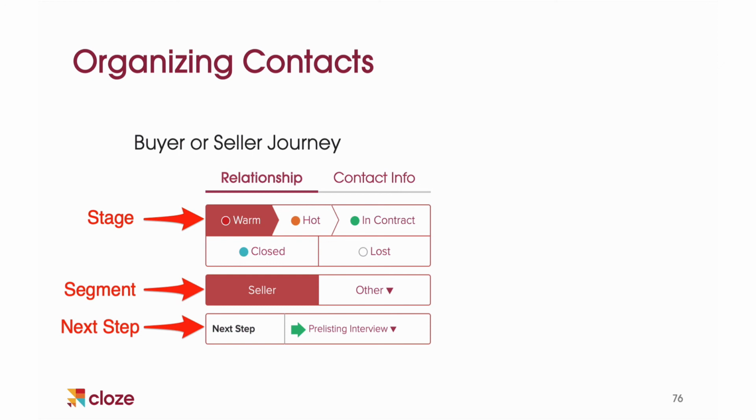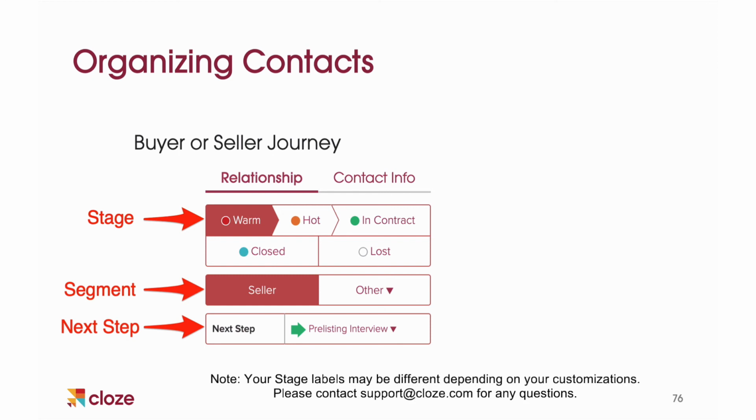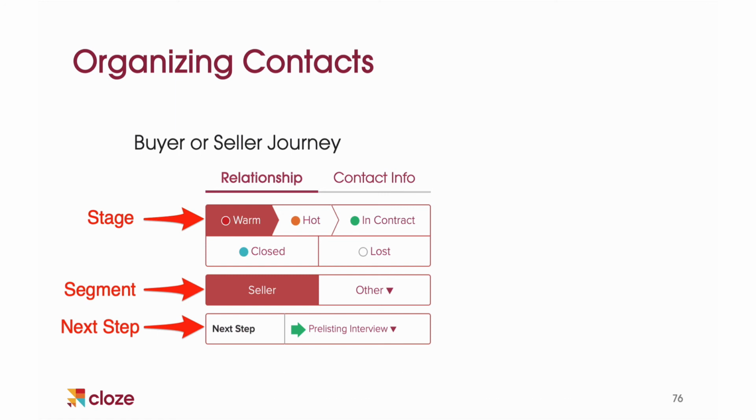Remember that the relationship section is all about the buyer or seller journey. That's going to change with the person. So if you look here, you can see I've got a warm seller. That first part there, those are the stages. Warm, hot, in contract, closed, and lost. That works in tandem with the segment right below. This is a warm seller. Each stage and segment has its own set of steps. This is a warm seller with a step pre-listing interview.